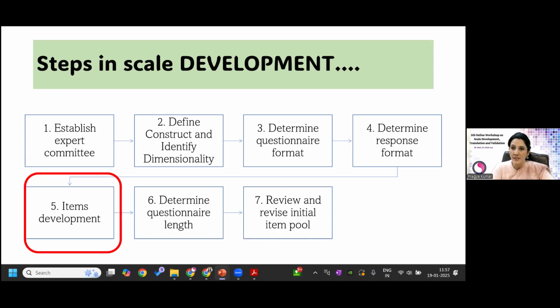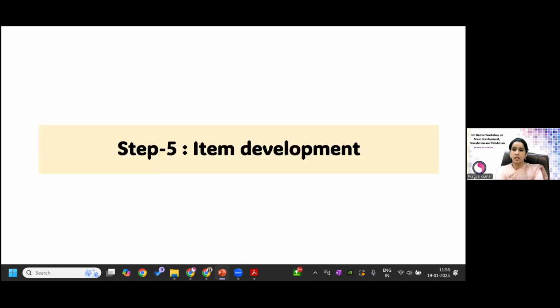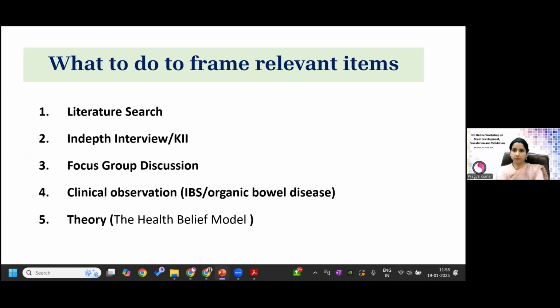The tool is the same, yes. After pre-testing, of course, the tool is finalized. In pilot testing, you don't generally change the tool, but if the internal consistency is low, then again you contact your expert committee, and the same process starts again: the process of construct, definition, dimensionality, and item generation. Now coming to the item generation.